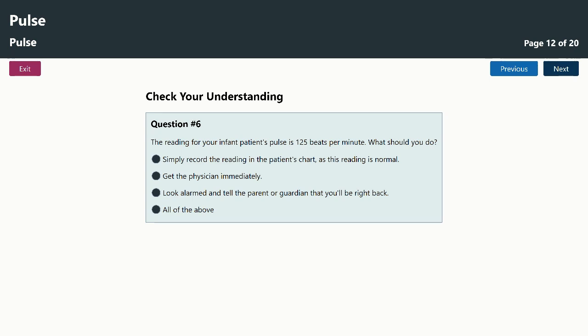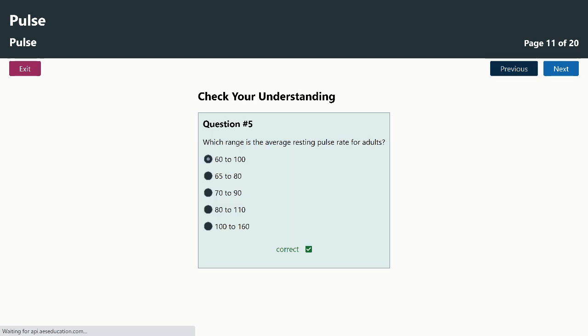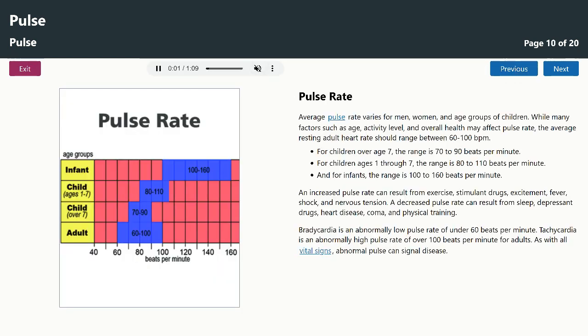The reading for your infant's pulse rate is 125 beats per minute. What should you do? This is for an infant. Oh, simply record the reading in the patient's chart. Right, because for an infant, if you look at pulse rate, 100 to 160 is normal.